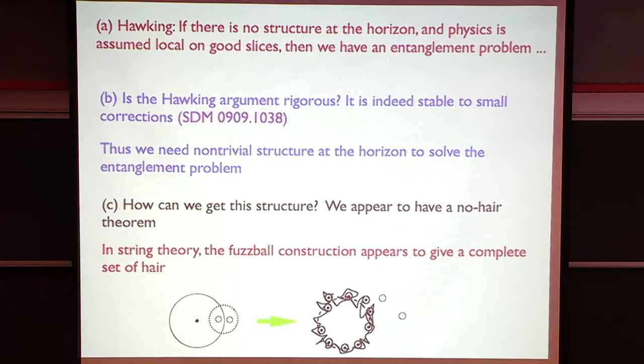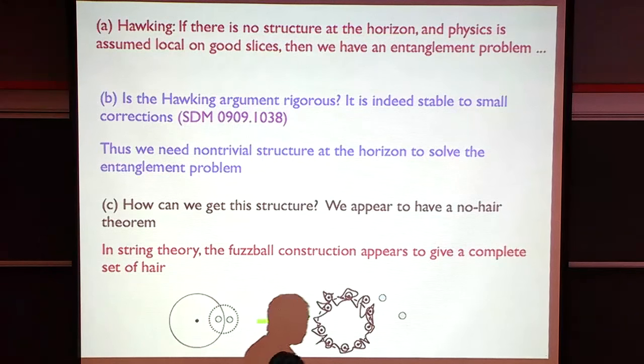Hawking told us if there's no structure at the horizon and physics is assumed to be local on good slices, we have an entanglement problem. So is the Hawking argument rigorous? You could ask, is there a problem with the argument? It is indeed stable to small corrections. That's the inequality we had there. If you ask, should there be structure at the horizon? Yes, you need non-trivial structure at the horizon to solve the entanglement problem.